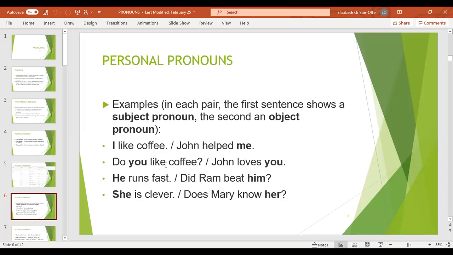Do you like coffee? You is subject. And John loves you. You is object. And that goes on and on. So you should know where the pronoun you are using is located. If it is subject, it should be in the subject position, and you should use the right pronoun for that. If it's the object, you should use the object pronoun to indicate that.